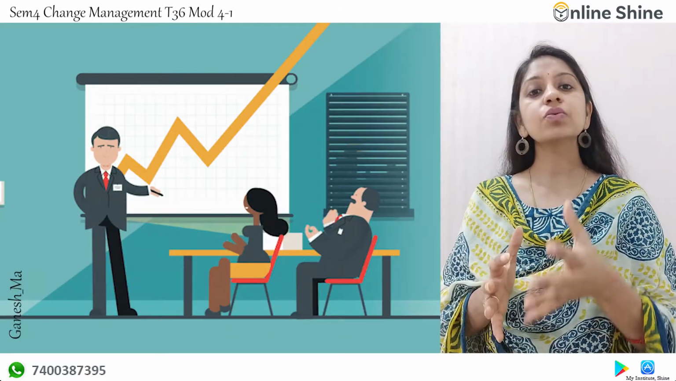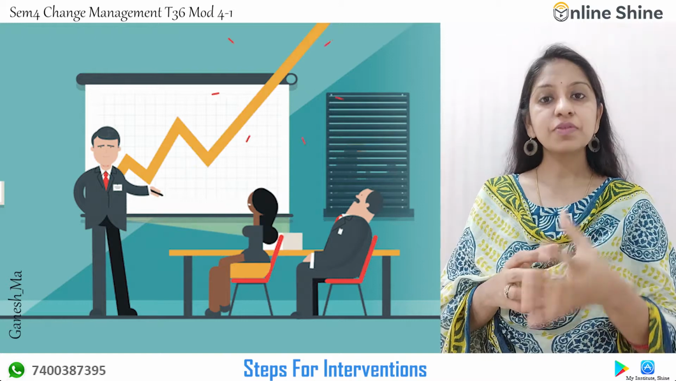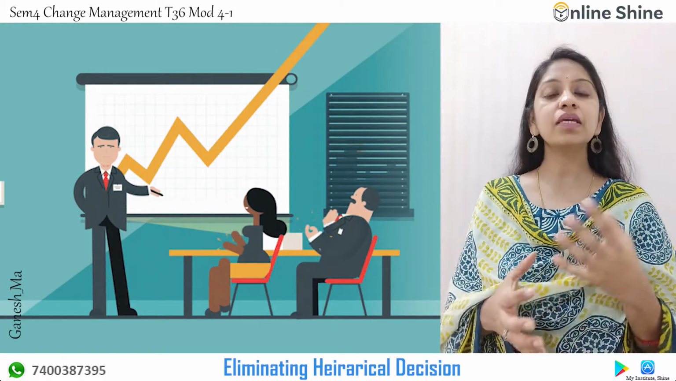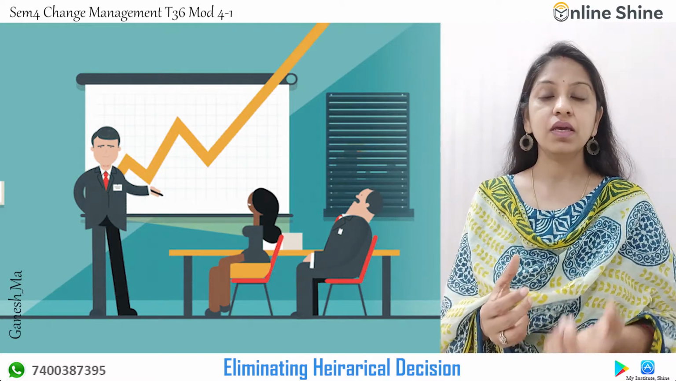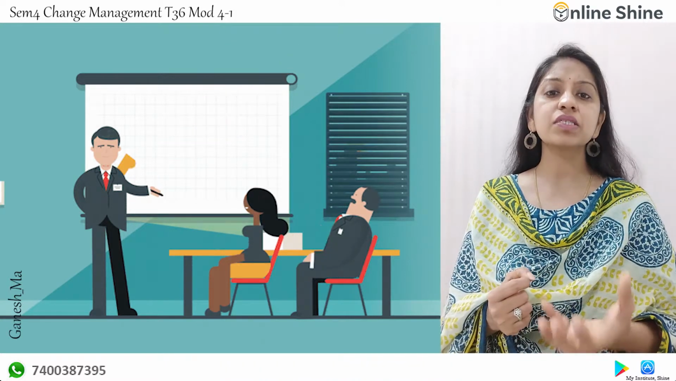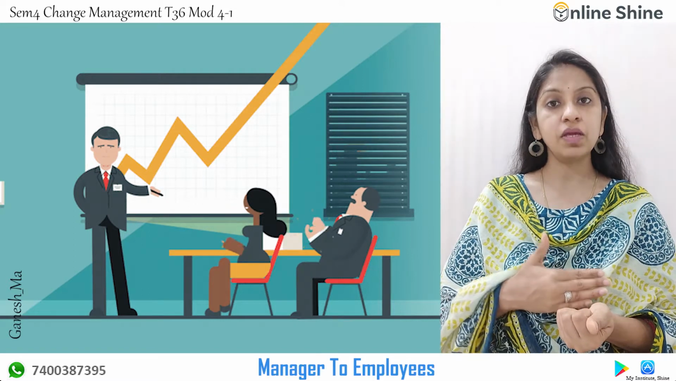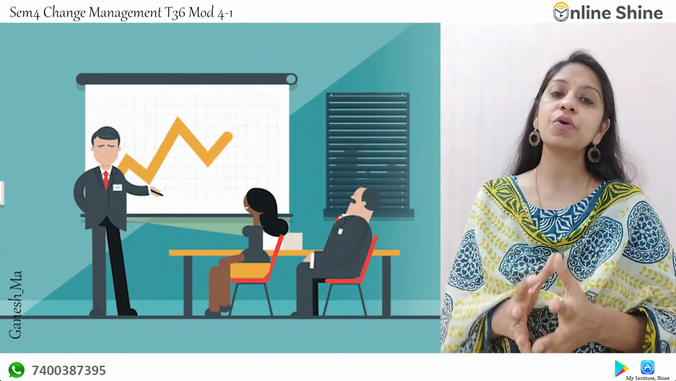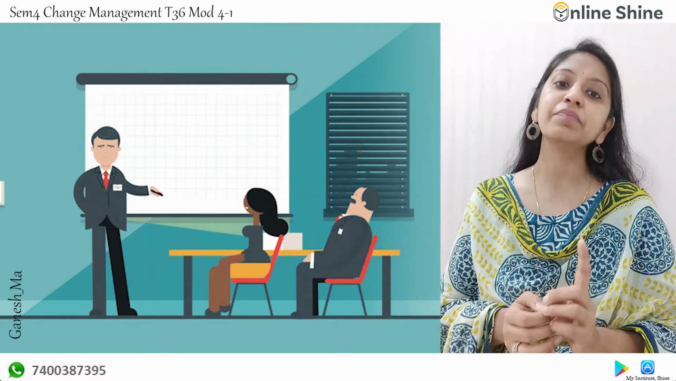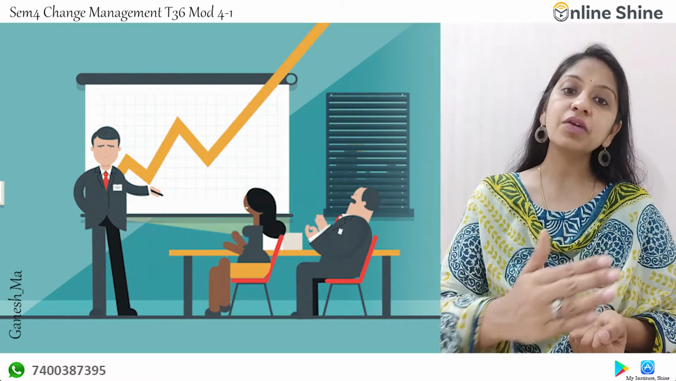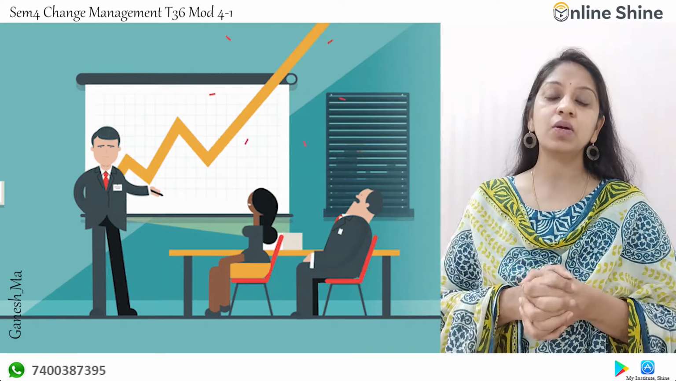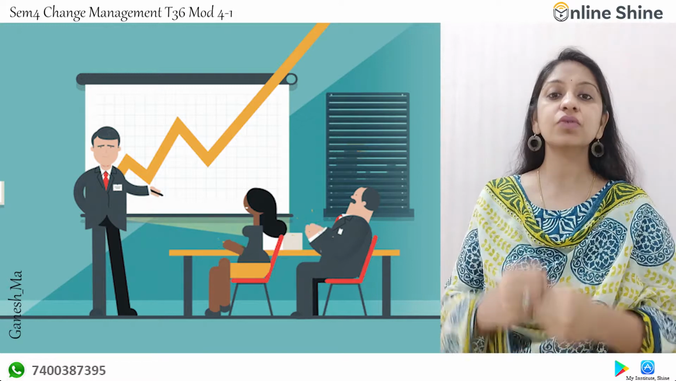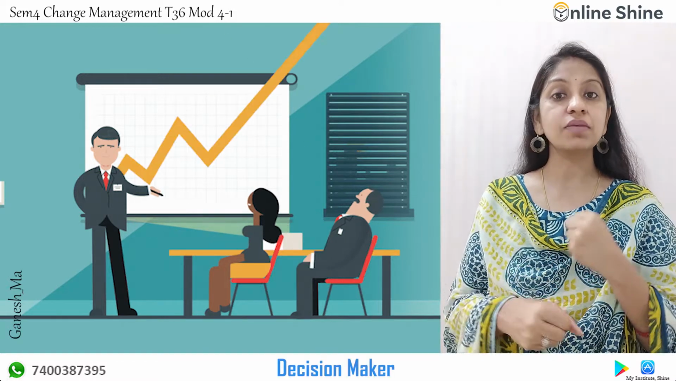Now I am going to discuss some steps for OD interventions. We'll start with the first step, eliminating hierarchical decision making. It means the responsibility of decision making should shift from managers to all the employees. It is not the responsibility of only one person, but of everyone working in the organization, who can take this responsibility and work toward it as decision makers.